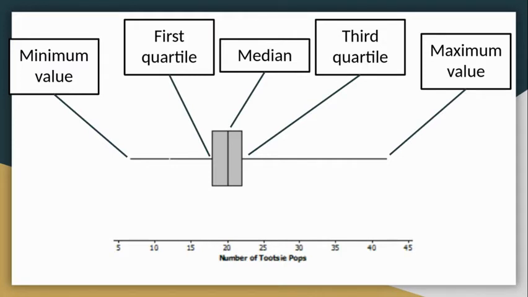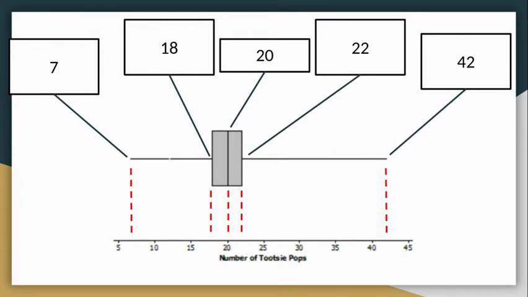We could take this a step further by finding the 5-number summary. The 5-number summary lists all 5 of these values in order of smallest to largest. We start with the minimum value and list each labeled point up to the maximum value. Pause the video here while you come up with the 5-number summary of this box plot. The 5-number summary of this graph is 7, 18, 20, 22, 42.